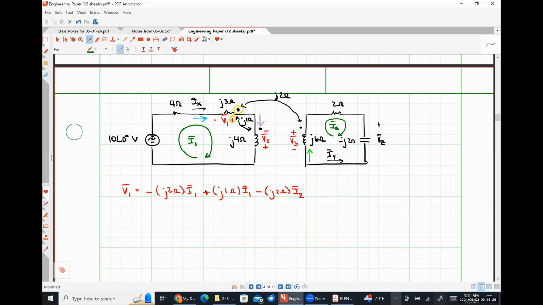All right, so we've spent 15 minutes on V1. Now let's do hopefully V2 a little bit faster. So I'm going to erase all of these things because they were all about what was happening when we were looking for the voltage V1. So now we're looking at V2.